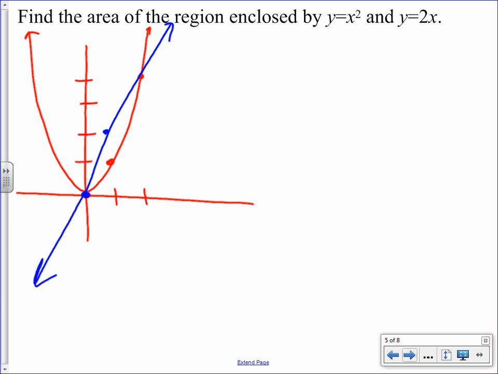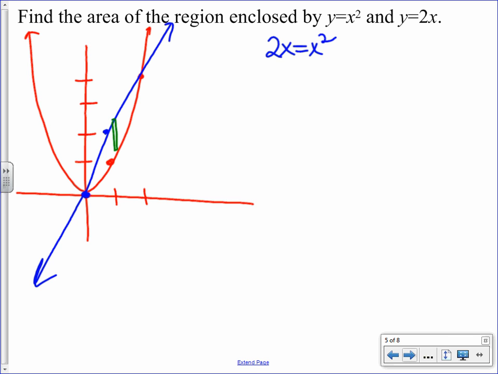Now, let's say you weren't certain where these intersected. How could you algebraically find it? You would have to set them equal to each other. Where does 2x equal x squared? At 0 and 2. So here is what our little rectangles look like with thickness dx.